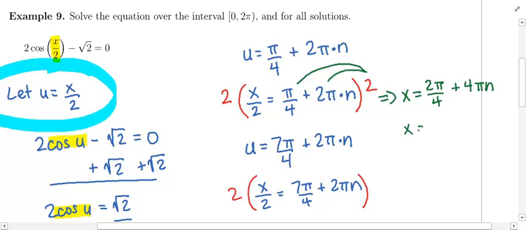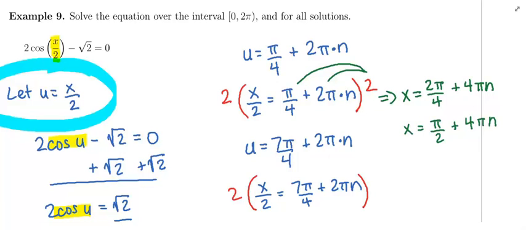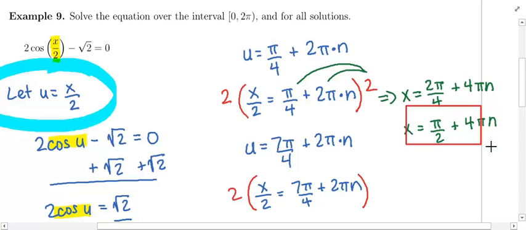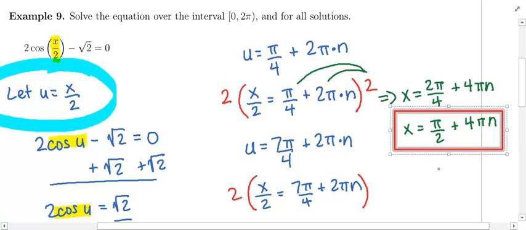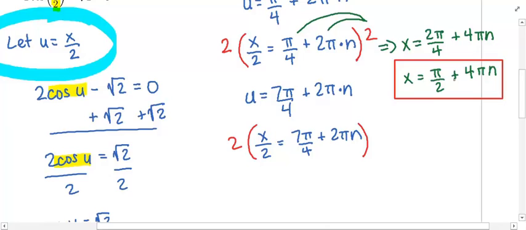Okay, so if you simplify this, this is going to be pi over 2 plus 4 pi n. Okay, so here is one of the general or all solutions statements. And then we need to do the same thing for this bottom one.